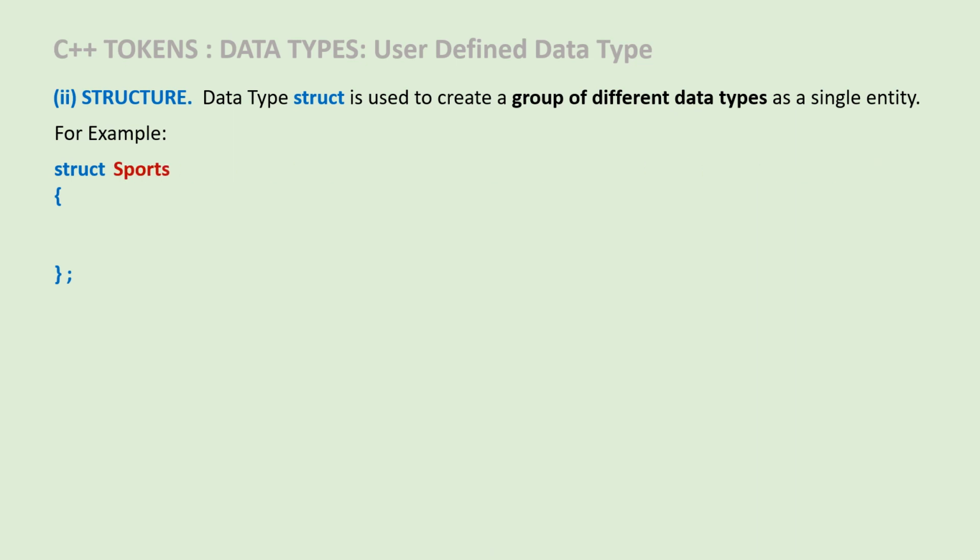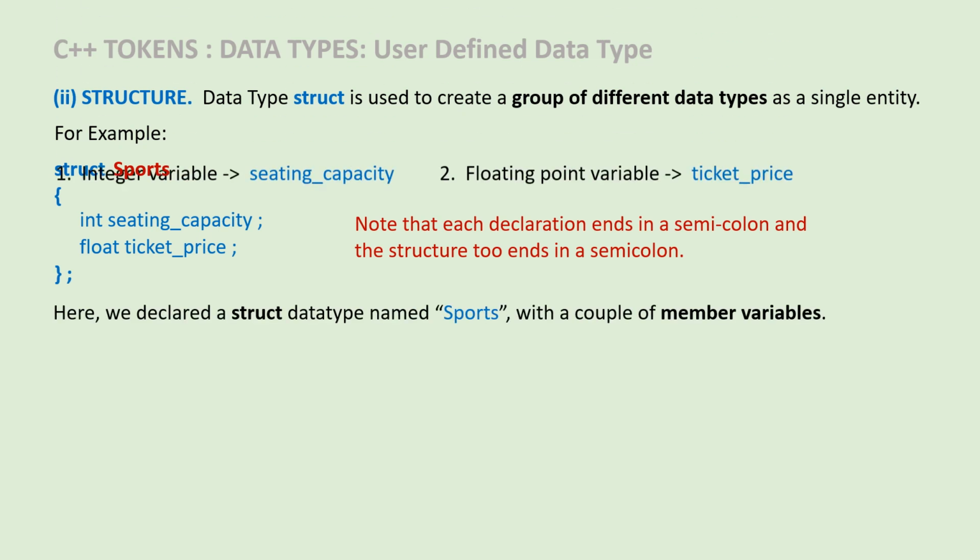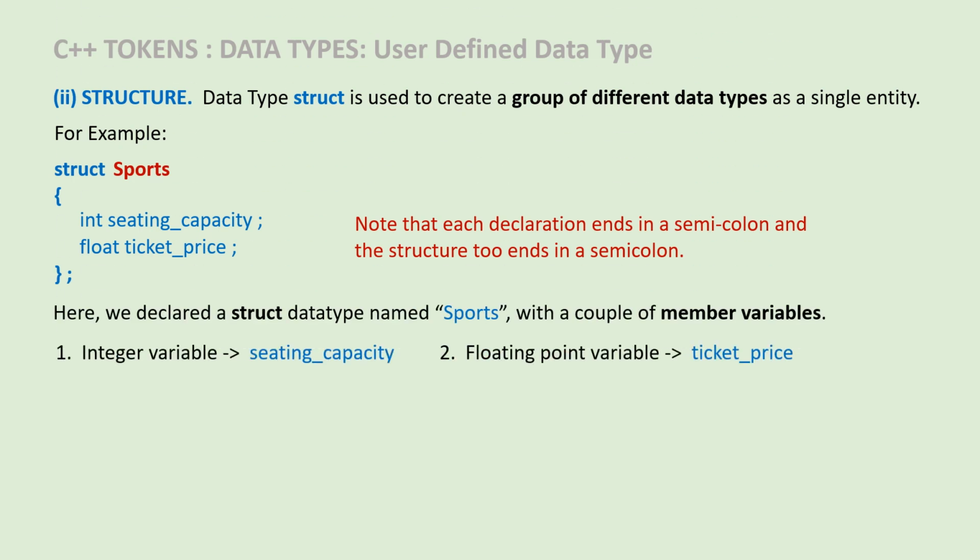I declare an integer variable named seating_capacity. Next is declared a float variable termed ticket_price. Note that each declaration ends in a semicolon, and the structure too ends in a semicolon. So here, we declared a struct data type named sports with a couple of member variables. Number 1, integer variable named seating_capacity. And number 2, floating point variable named ticket_price.